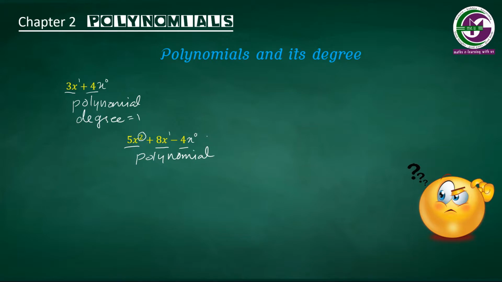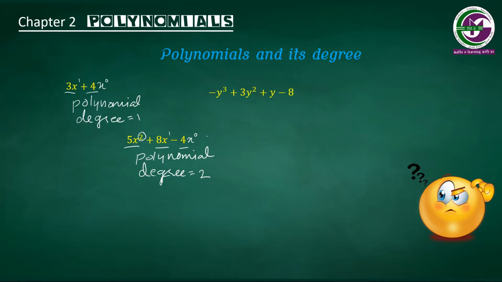It is a polynomial. Now what about the degree of this polynomial? We'll analyze the degree of each term. The first term is 5x squared, its power is 2. The second term is 8x to the power 1, so its degree is 1. And the last term is 4x to the power 0. Among all these three, the highest is 2. So the degree of this polynomial is equal to 2.